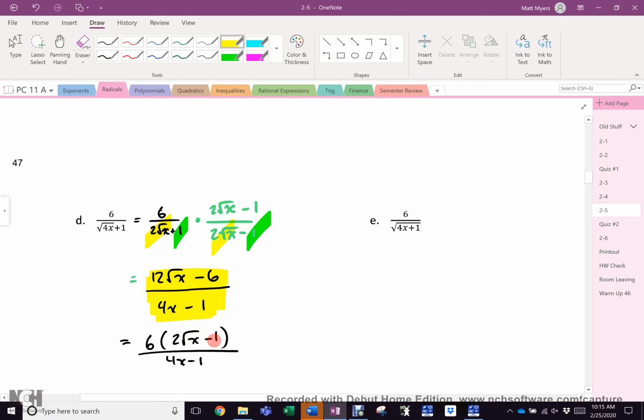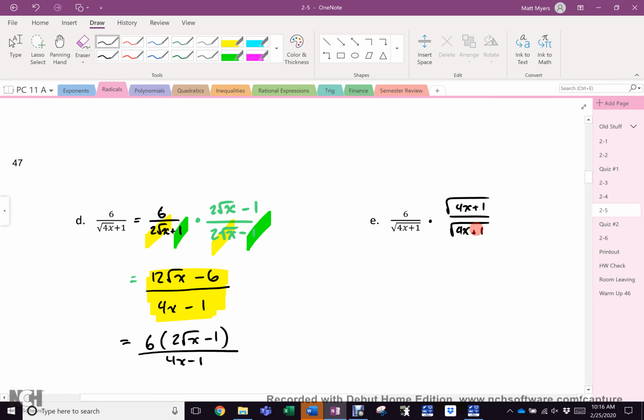Now, look at E, because E is weird. What's weird? Is that a monomial or a binomial denominator? What do you say, Sebastian? You say monomial? Everything's covered by the square root, right? So if I were to get rid of that square root, what would I multiply by? The root of 4x. Now, do I need it to be the conjugate here, do you think? No, I don't. Because once I square it, it's going to disappear, isn't it?